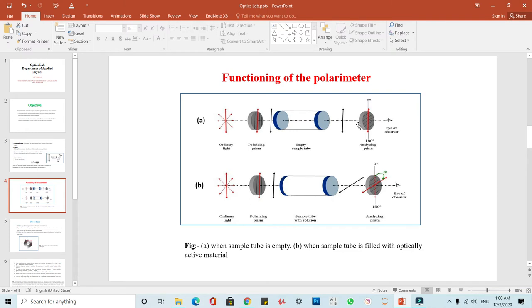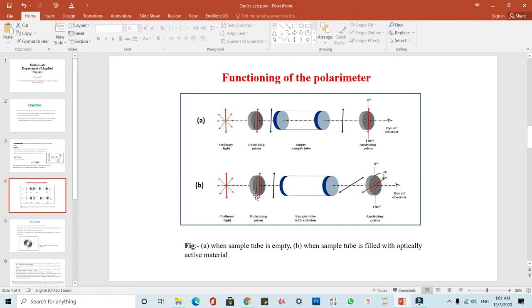So the angle between the plane of polarizing and the analyzing prism is the same, that is zero. The light is completely transmitted through.